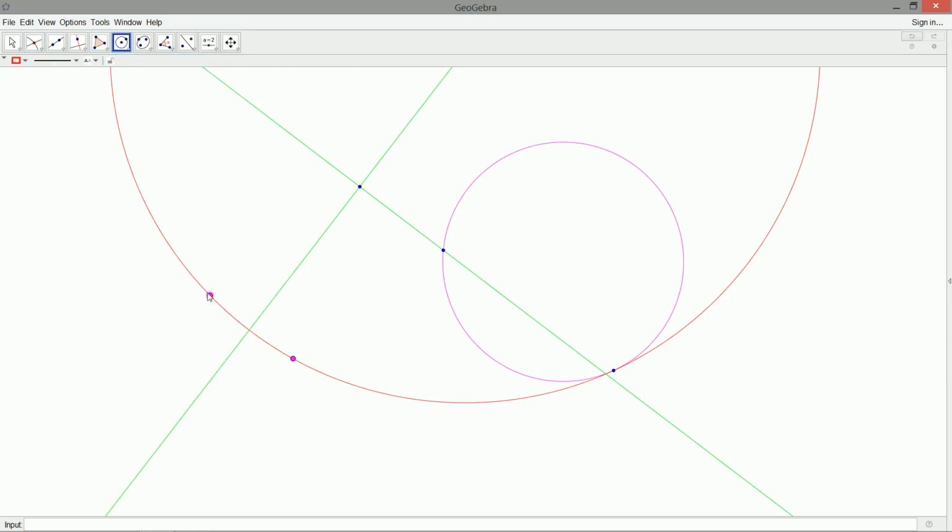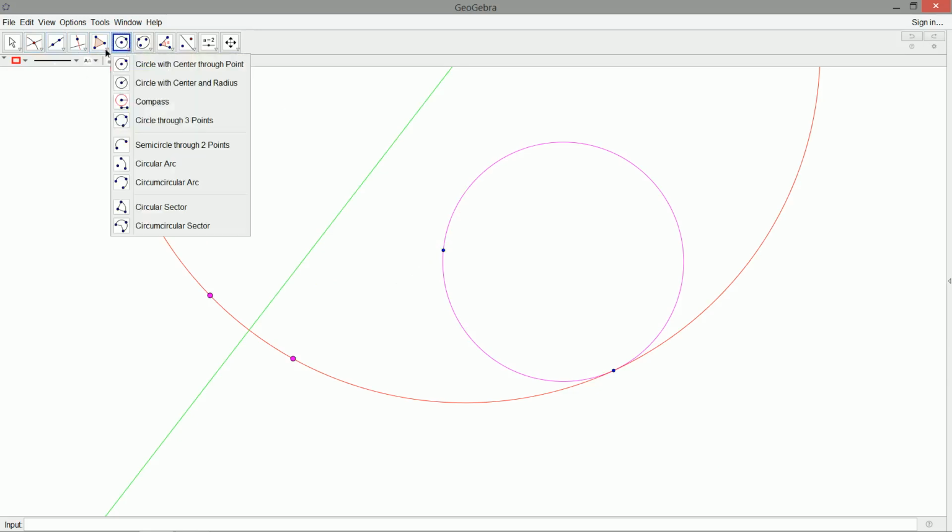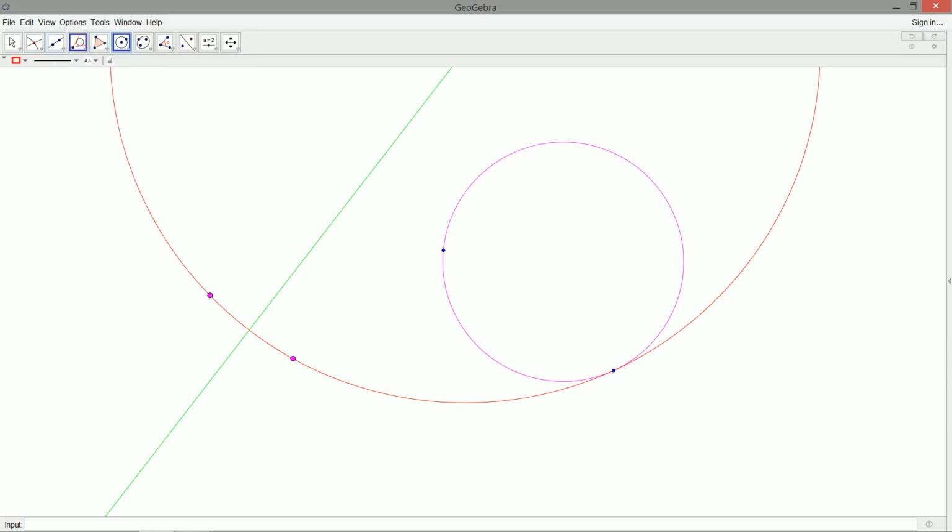And no, actually, I've goofed. What is it that I need to do? Oh, right. So, I made a mistake. I put my perpendicular line in the wrong place. Let's get the tangents back. Tangent to the circle through this point. There we go. It's perpendicular to this tangent line, not this line.